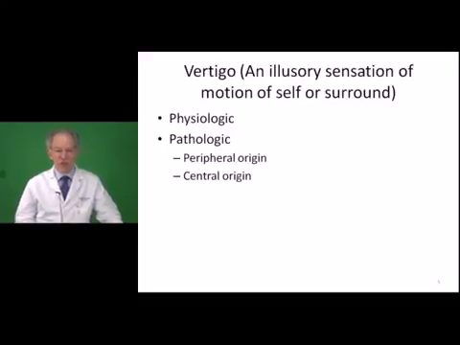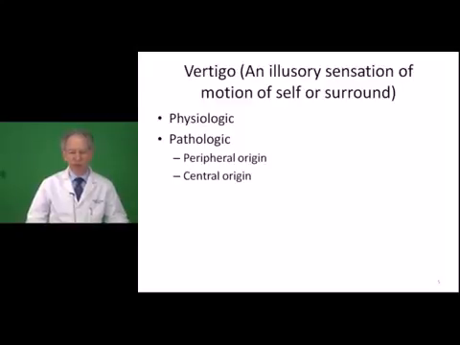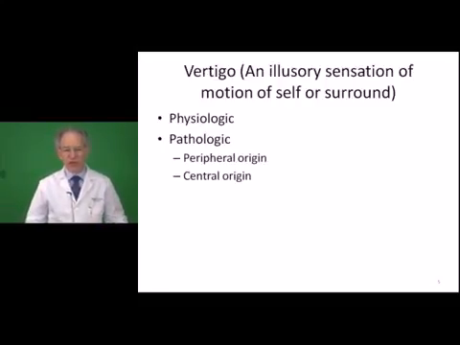Some patients with dizziness actually have vertigo. Vertigo is appropriately used to describe an illusory sensation of motion of self or surround. It doesn't really matter whether the patient feels as if they are moving or the world around them is moving. These are equally classifiable as vertigo. Vertigo can be physiologic or pathologic.